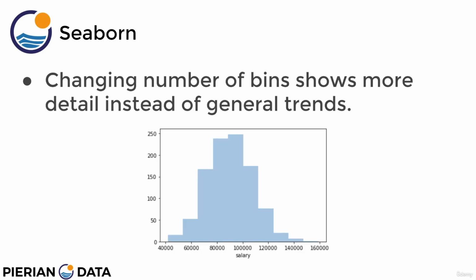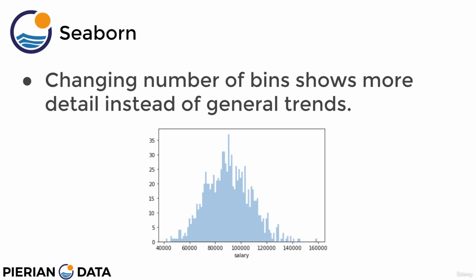Now we can also change the number of bins to show more detail and variance instead of general trends. So it's a bit of a trade-off. Here we have a certain number of bins, but I could increase it to try to get a little more detail, or I could really increase it, but if you go too high in the bin count, there's going to be certain bins that are completely empty.